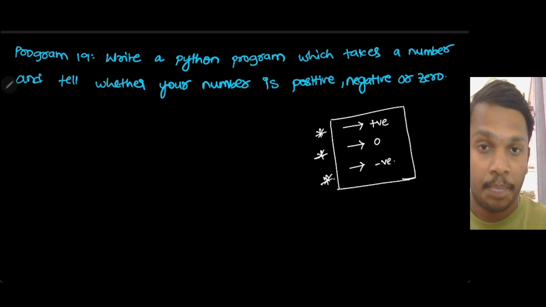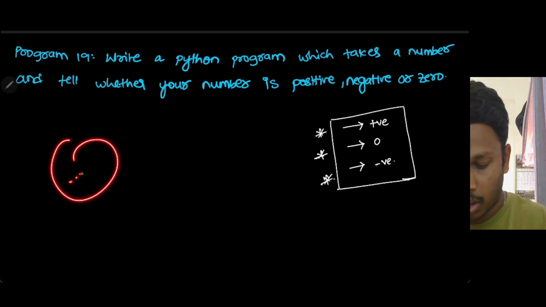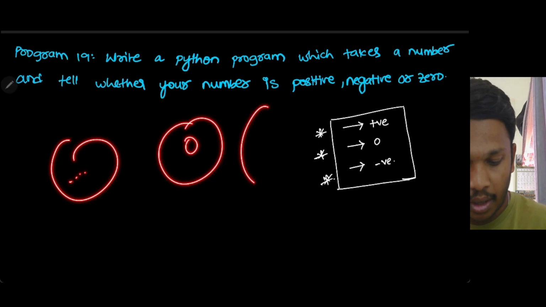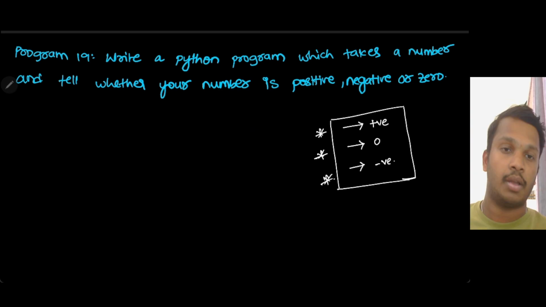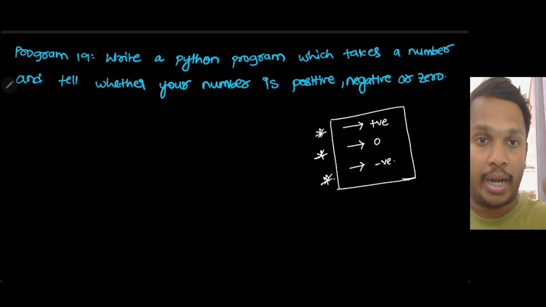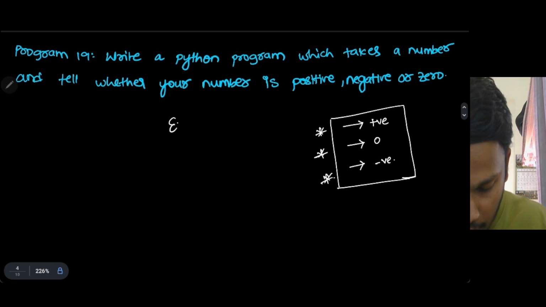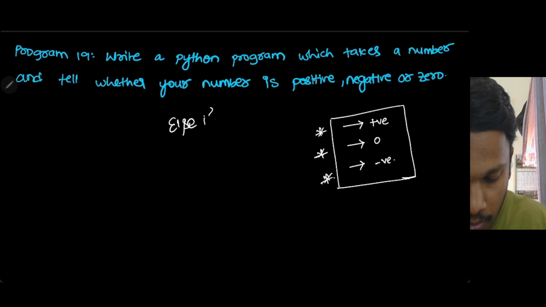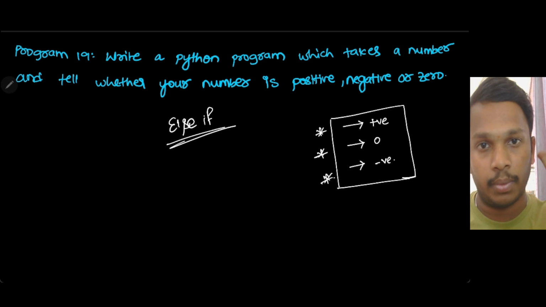But in this program, we have three cases. One is positive numbers, one is zero, and one is negative numbers. Am I correct? We have three categories. When we have more than two categories, then we should use else if. So this question comes under the category of else if.